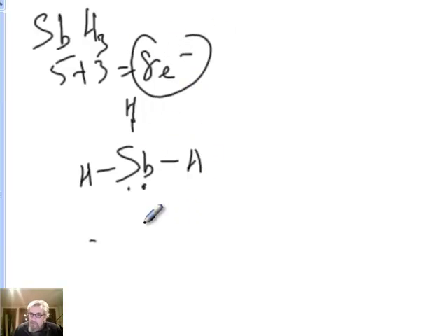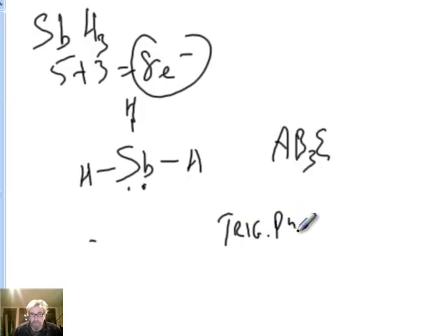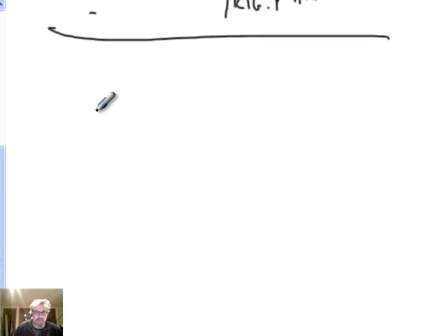Now, here's what this tells me about shape. I've got 4 regions of electron density, and one of them is a lone pair. So I could categorize this as an AB3E structure, if I'm into that code thing, because I have a central atom, 3 outside atoms, and 1 electron pair. Or I could visualize the shape. If I have 4 regions of electron density, that's going to be tetrahedral. With 1 lone pair, that gives me a trigonal pyramidal shape. Let's do another example.